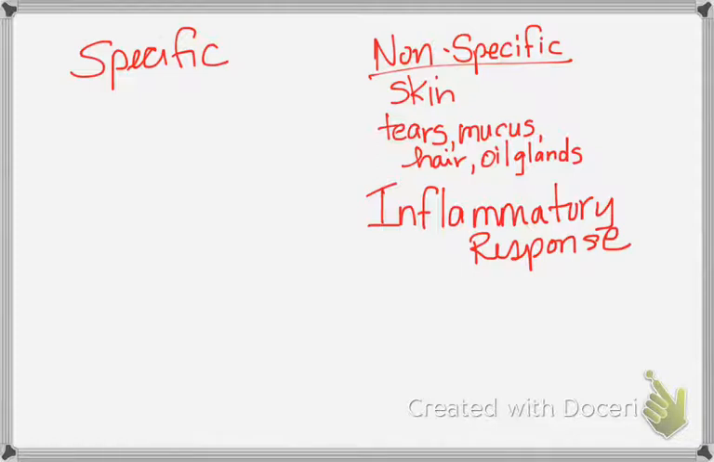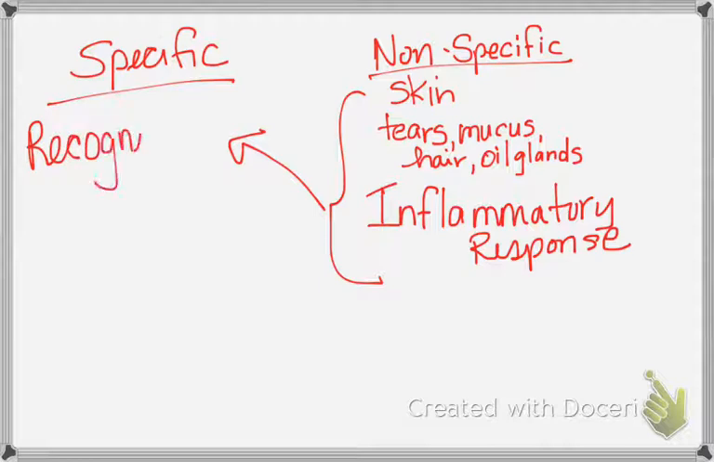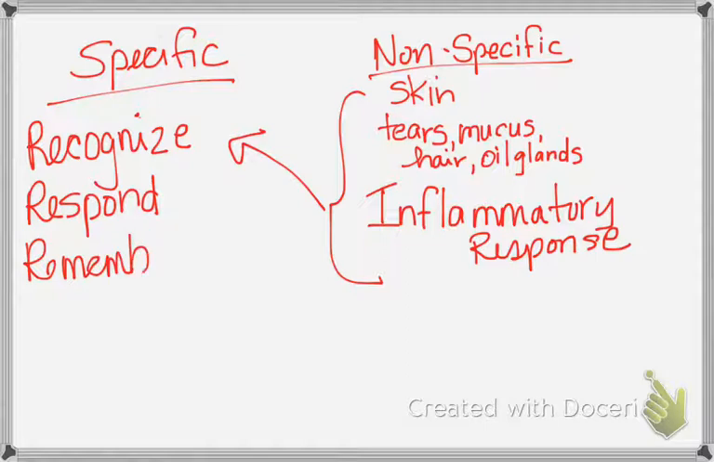So those are all non-specific ways. Your body doesn't know what it's responding to. It just knows there's something wrong. Now, these non-specific responses lead to specific responses, which are tailored to destroying whatever pathogen, specifically seeking out pathogens and remembering pathogens. So there are three things the immune system has to be able to do. It has to recognize a pathogen. It has to respond to the pathogen. And it has to remember. The triple R's.